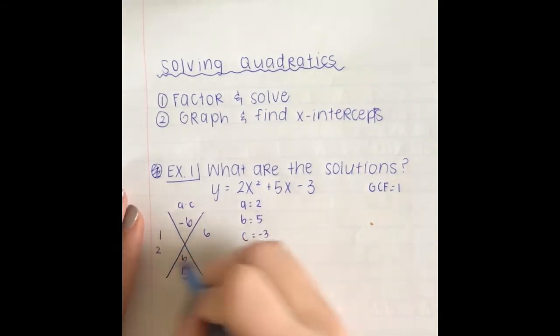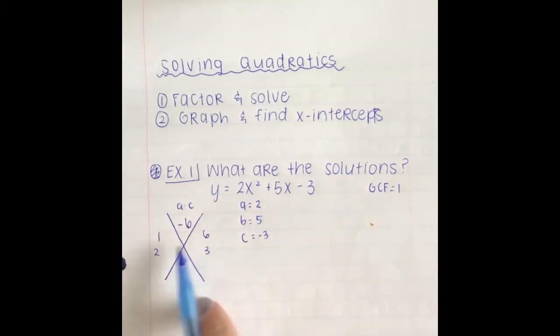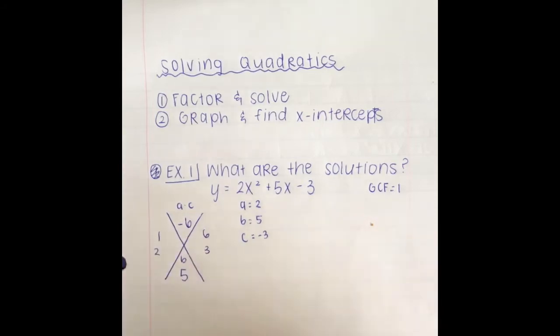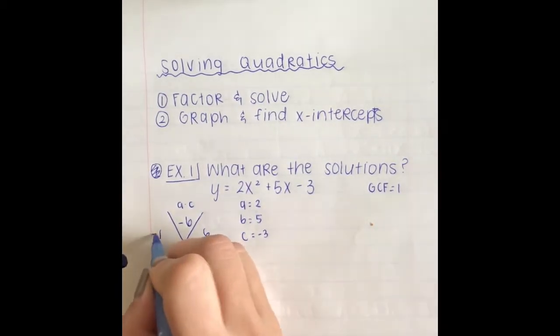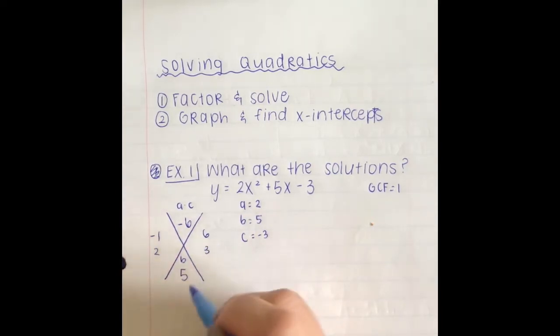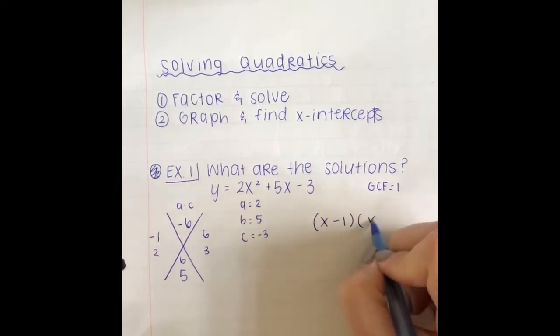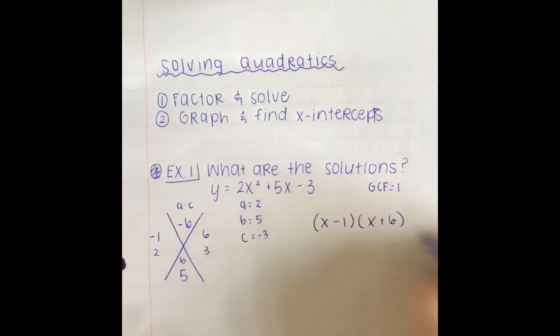So the two things that multiply to give me 6 would be 1 times 6 or 2 times 3. 2 plus 3 is 5, but 2 times 3 does not give us a -6, right? So one of these has to be negative, and it is going to be our 1, because -1 and a +6 will give us 5. It means we're going to have x minus 1 and x plus 6.